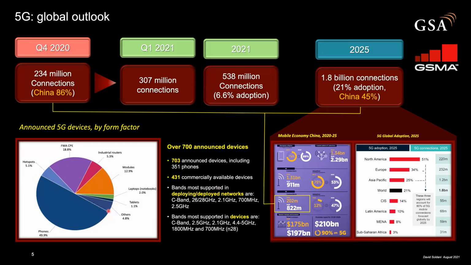Models in terms of tablets, industrial routers, laptops, and other types of devices. Supported bands are also illustrated on these slides, and you can see that what is practically available is especially in the C band. So as I said already, around 3.5 gigahertz using TDD as an access technology.